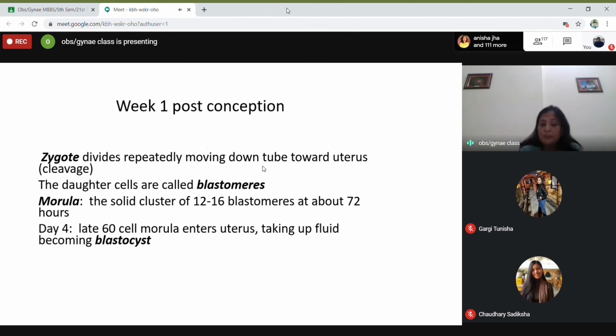First into 2 cells, then 4 cells, then 8 cells, and these daughter cells are called the blastomeres. And the morula, the solid cluster of 12 to 16 blastomeres, occurs at about 72 hours of fertilization. At day 4, the 60-cell morula enters the uterus, taking up fluid to become the blastocyst.